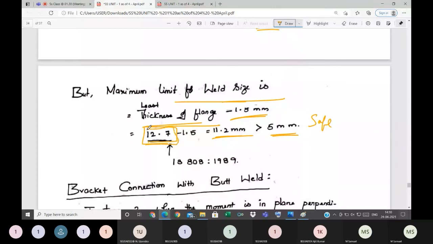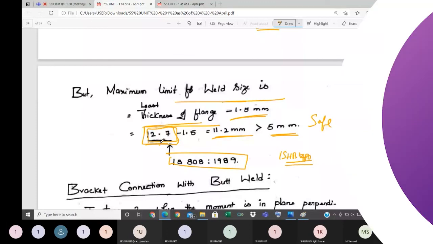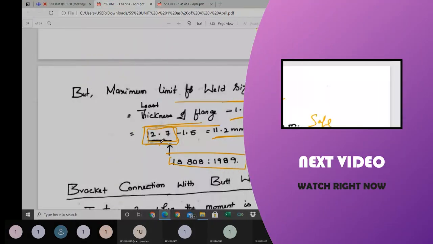So how did I get this 12.7? Yes, you can just check it in this book. IS 808 is about steel sections. Okay, go through that, and in our case the highest depth should be 400. So check this I section, what is the flange thickness? 12.7. Why do we take the flange thickness? Because we have to compare the two. Both are I sections, the joist bracket we used as well as the column, ISHB 400 and the column is also 400. So since both are 400, you just check and you will get 12.7 as the flange thickness. Okay, you must get used to this code book.